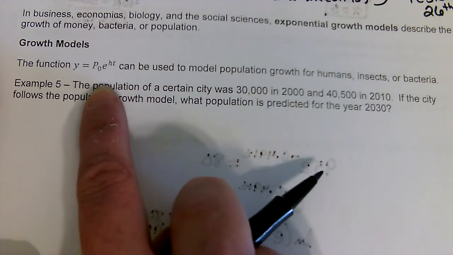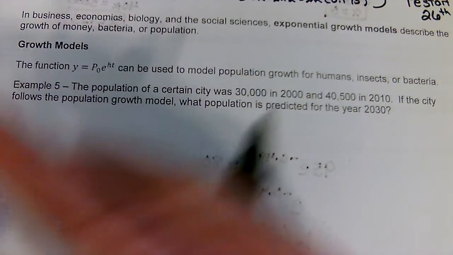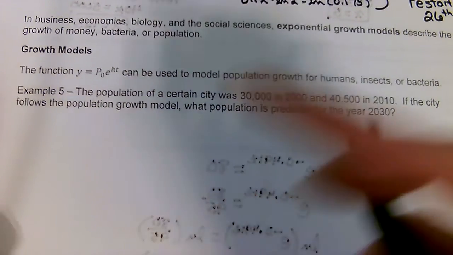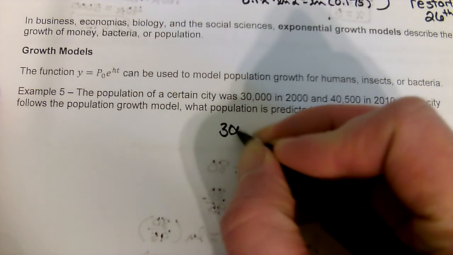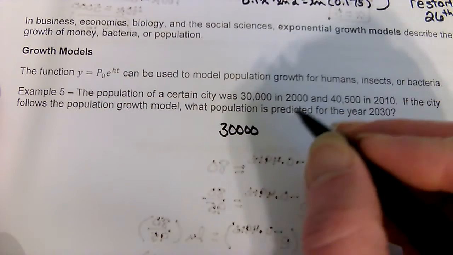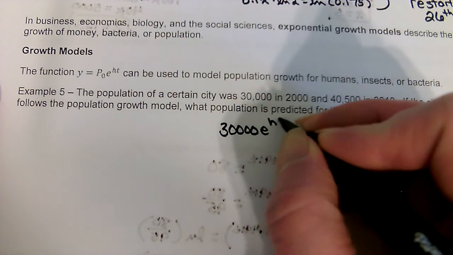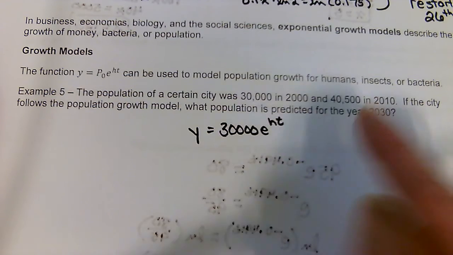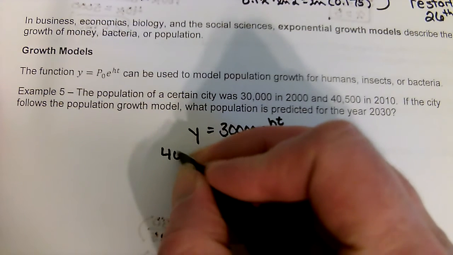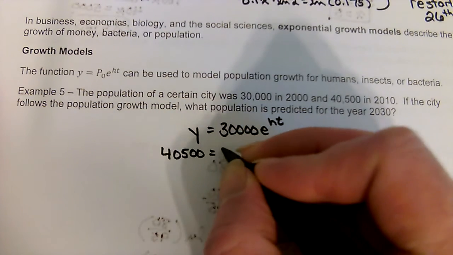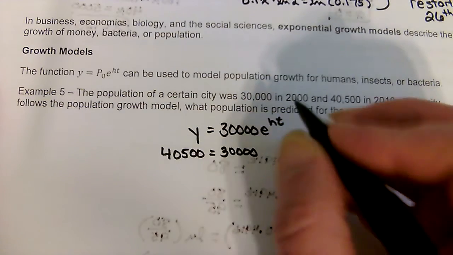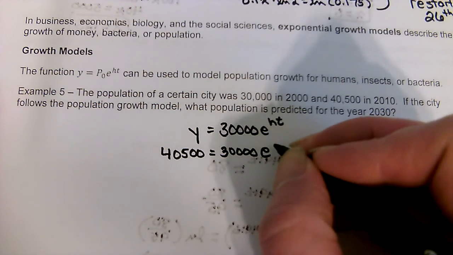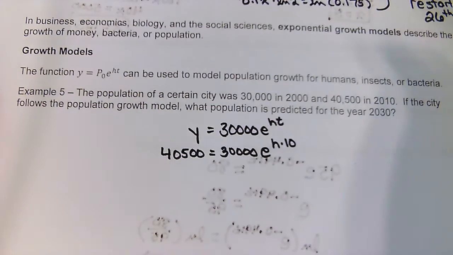So our P sub 0 is kind of our starting point. So what's the value that we know of as a starting point? Well, that's this 30,000. Okay? So 30,000 e to the h t equals y. Now we also know this next value, that our population is at 40,500. How many years later? Well, 10 years later. So my time would be 10. So h times 10.